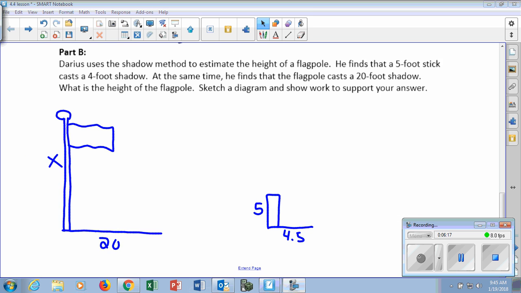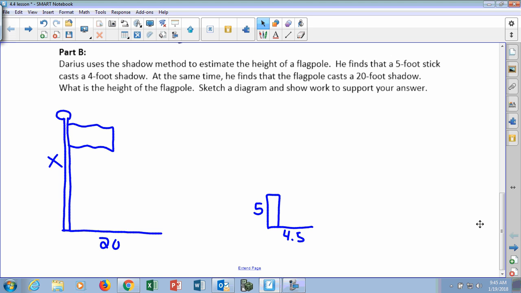We're going to pause. There's the shadows they cast. So how did you set it up? Who wants to share? What answer did you get? Who wants to share their answer? Robert.